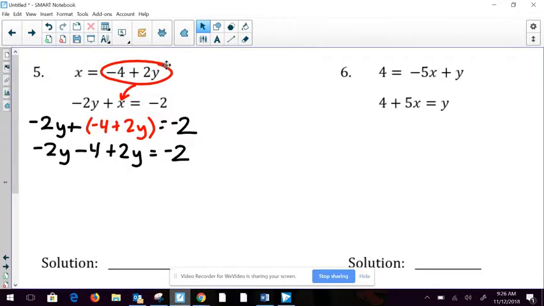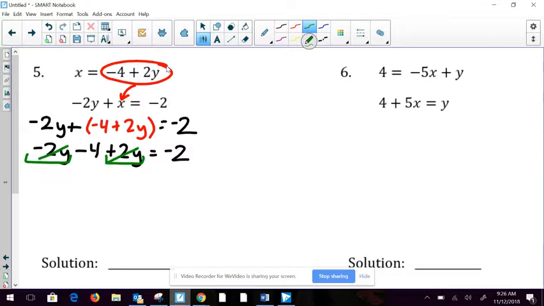So now if I combine my like terms, I have a negative 2y plus 2y. If I have negative 2y's and I'm adding 2y's to it, what happens to those? You are exactly correct. It equals 0. They cancel out. So the only thing left on the left-hand side of my equation is a negative 4. And we're saying that is equal to a negative 2. Is that a true statement? Are they equal to each other? No, they're not. So that is not true. This one right here is no solution.